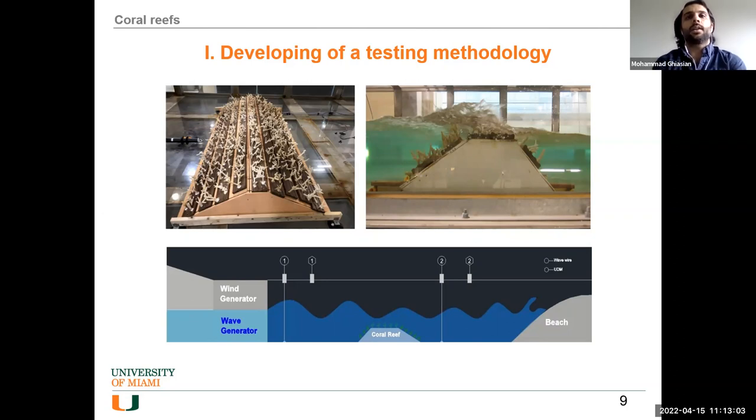So the model includes a reef with a trapezoidal geometry that is scaled from the prototype condition. And then in order to have the corals on it, we added the branching staghorn corals on the top of the models. The branching staghorn corals are the most prevalent species of the corals in South Florida. That's why we use it. We wanted to understand how we can get the bottom friction from these coral species.